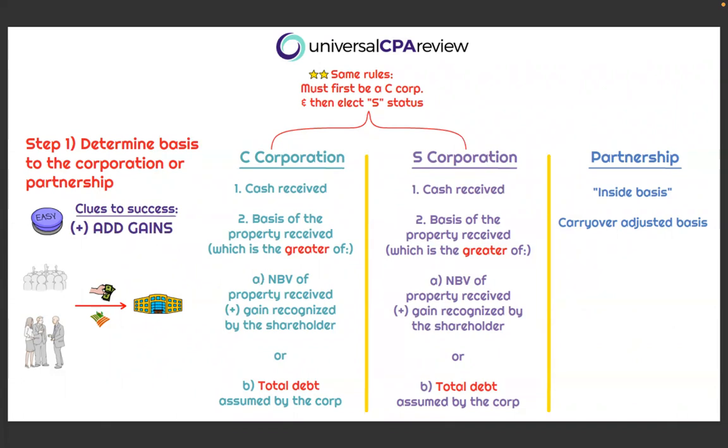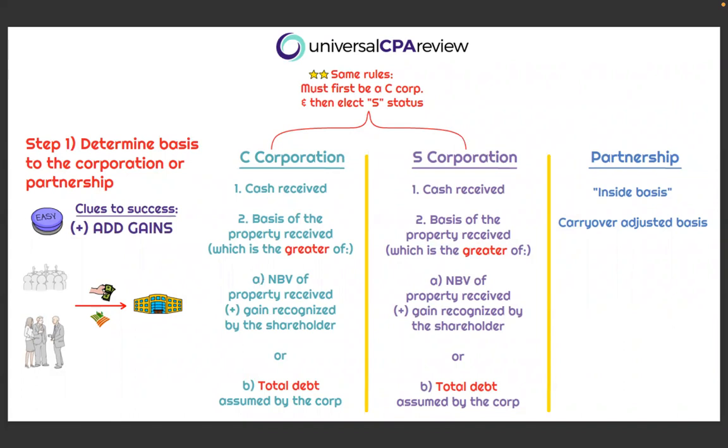Could be boot received, could be a situation where the property we contributed had debt associated with it in excess of the net book value, but don't spin your wheels on that just yet, because we're focused on the basis in the property received to the entity. All right, so again, super important. C corporations, the greater of, right? We're highlighting that in red, the net book value of the property received plus any gains recognized, or the total debt that is assumed by the corporation.